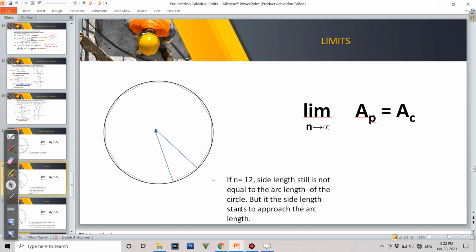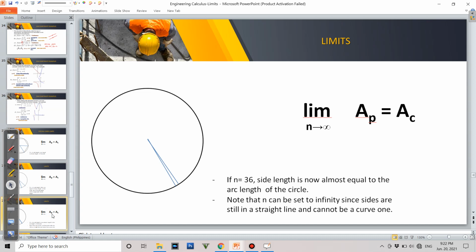Eh, kung gawin kong 12 yung sides, still, hindi equal yan. Mas mahaba pa rin yun. Okay? Eh, kung gawin kong 36, halos parehas na. Side length is now almost equal to the arc length of the circle. Note that n can be set to infinity since sides are still in a straight line and cannot be a curved one. Kahit napakaraming side niyan, it will never have a curve. Straight line pa rin yan. So that is the principle here.